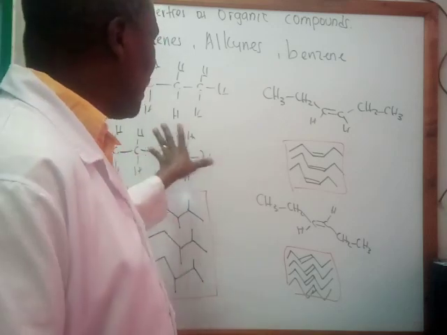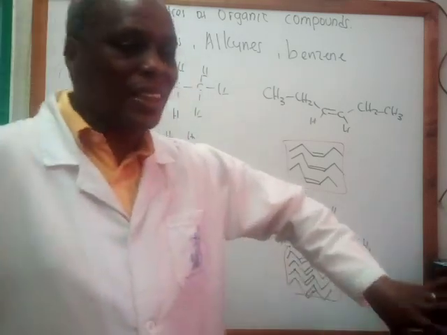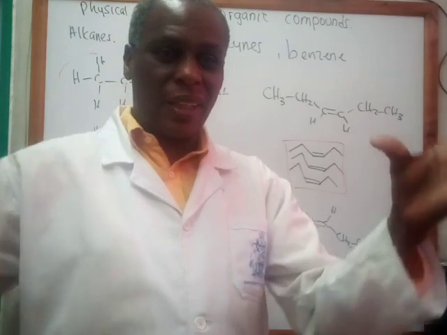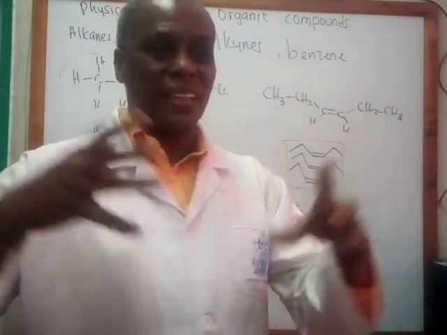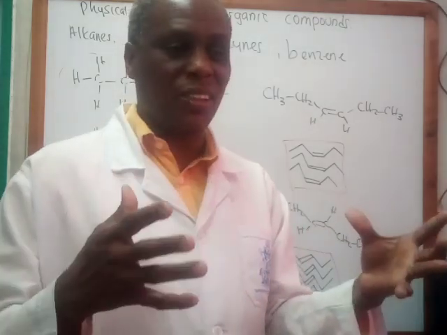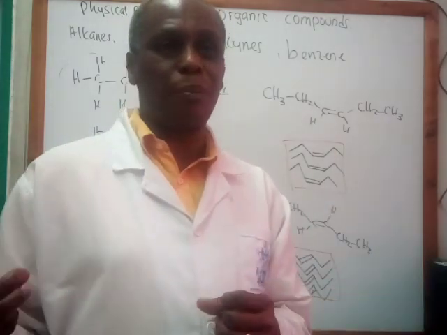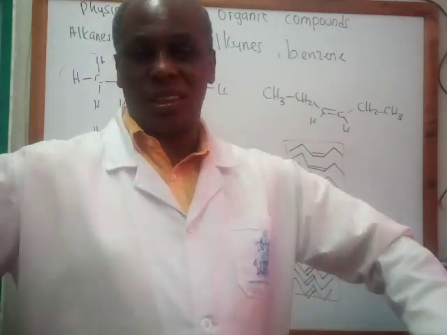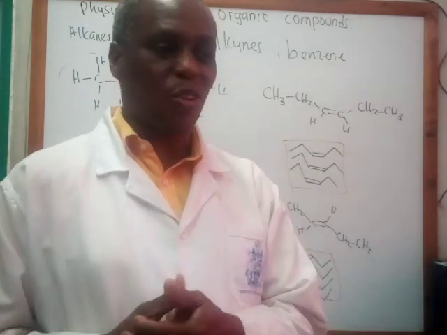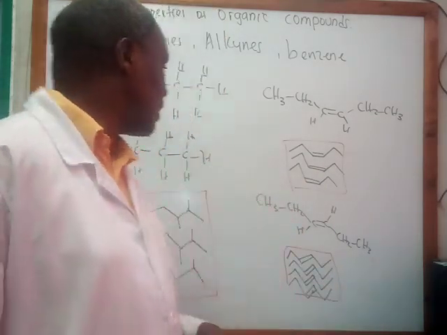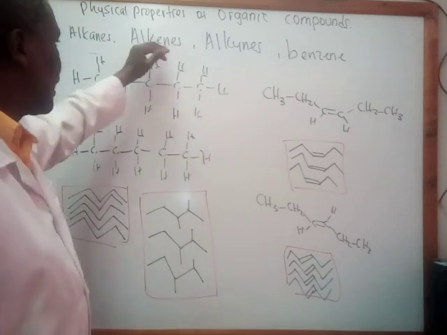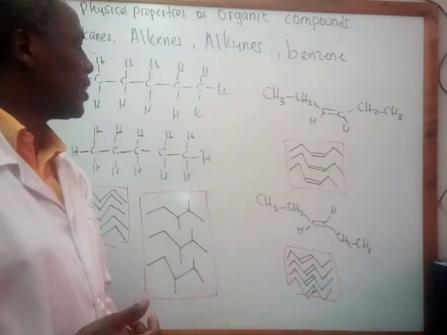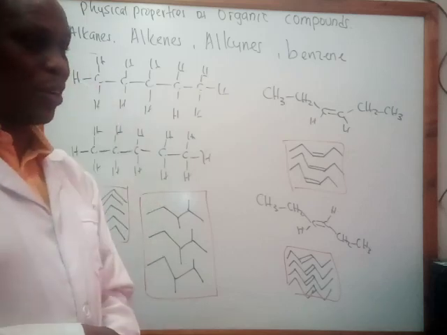And once again, the more the branching, the less the packing within a unit volume, and that means there will be less intermolecular forces, and that will lead to lower melting and boiling point compared to the isomer which is not branched. So that is the take-home message to remember regarding these four functional groups: alkanes, alkenes, alkynes, and also the benzene or the aromatic compounds, as they are called.